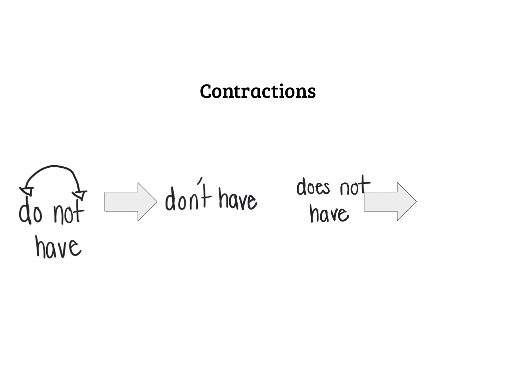Our next example is with does not have. So we're going to combine does and not, and our new word is going to be doesn't. So that you can say, he doesn't have, or she doesn't have.